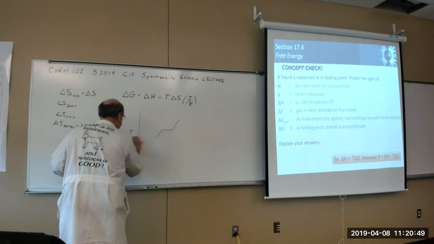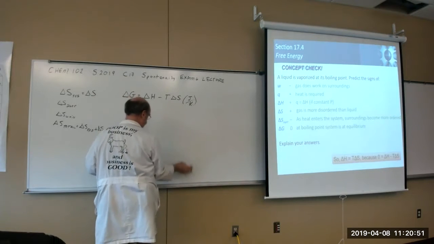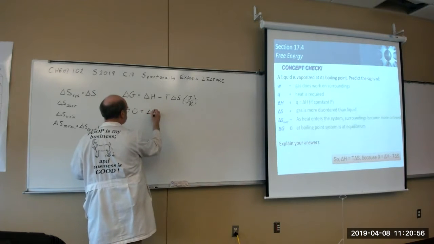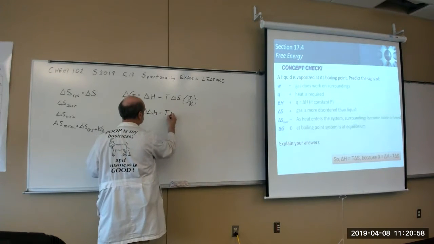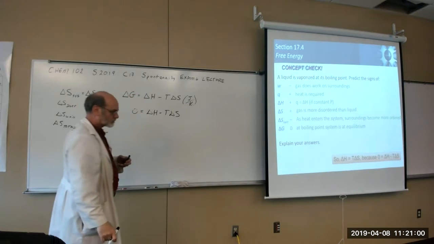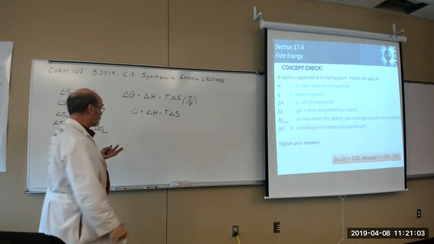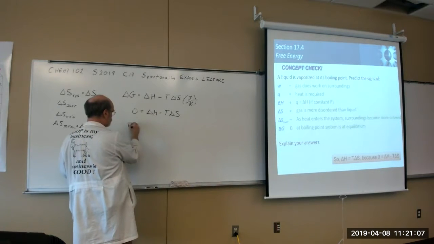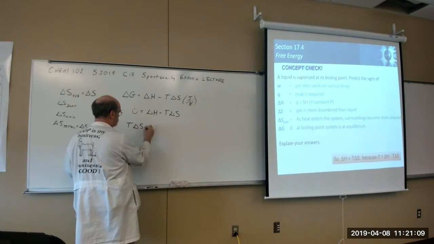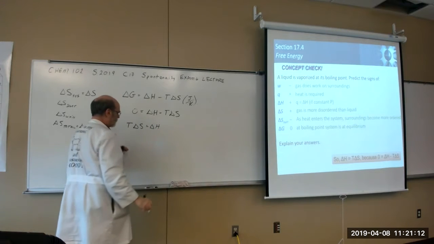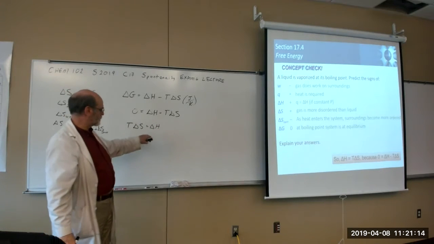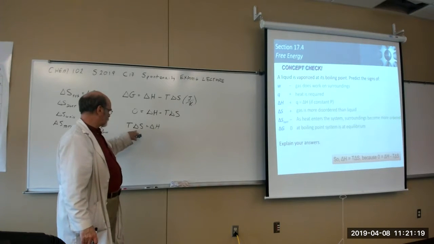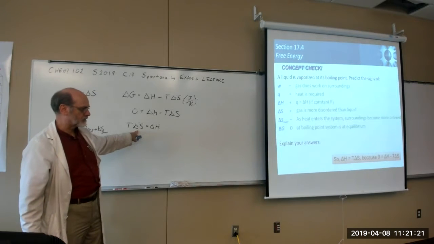So if we know that delta G is 0 in an equilibrium situation, then this equation becomes that. And when it becomes that, then we can take this one and put it on that side, right? So the sign becomes positive. So under those circumstances, the enthalpy of the reaction is equal to temperature times the entropy of the system.